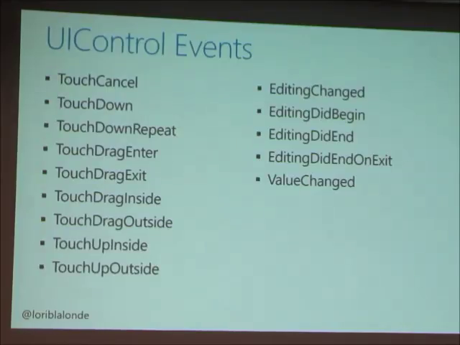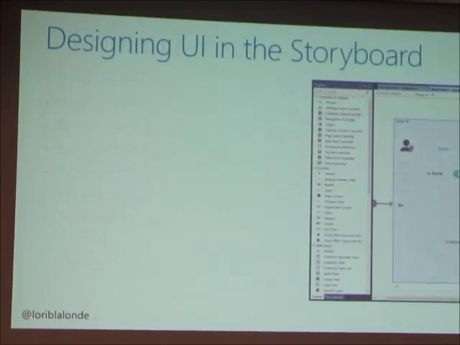So you have your drag and drop events which are available. So that would be drag inside, drag exit, drag enter, and then you have editing events on the text fields. So when you're thinking about how do I know when the user's typing in the text field, well, there's editing did begin, did end, editing changed, but I generally listen for the value changed event if I want to see what's happening within the text box, essentially.